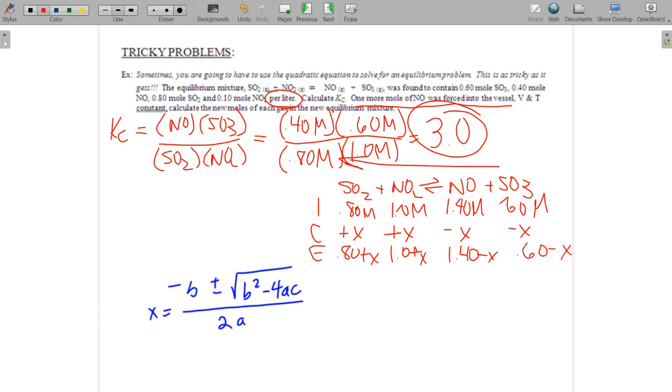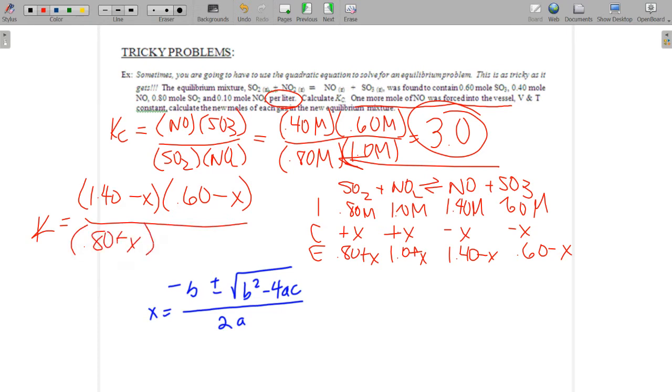So that gives you some information there. Then when we're writing out our new K equation, we've got K equals, and it's products: 1.40 minus X, 0.60 minus X over 0.80 plus X and 1.0 plus X.